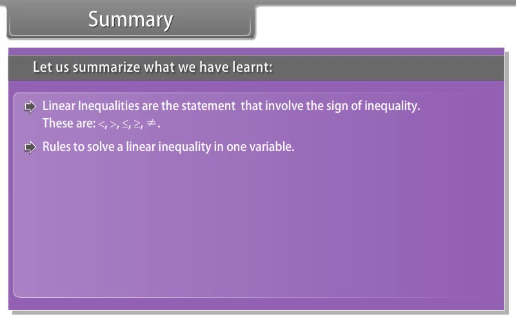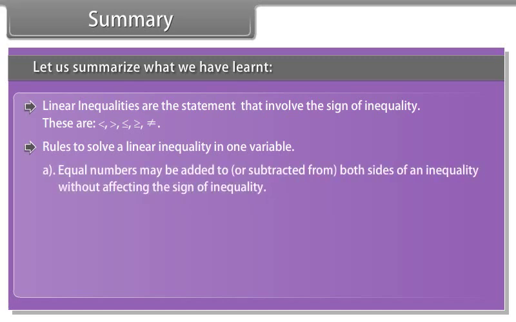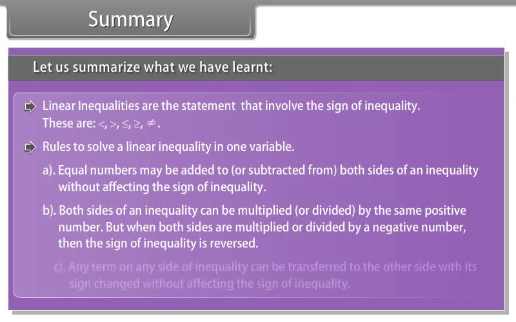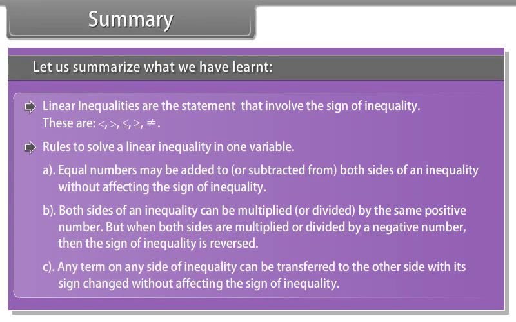Rules to solve a linear inequality in one variable. A. Equal numbers may be added to or subtracted from both sides of an inequality without affecting the sign of inequality. B. Both sides of an inequality can be multiplied or divided by the same positive number, but when both sides are multiplied or divided by a negative number, the sign of inequality is reversed. C. Any term on any side of an inequality can be transferred to the other side with its sign changed without affecting the sign of inequality.